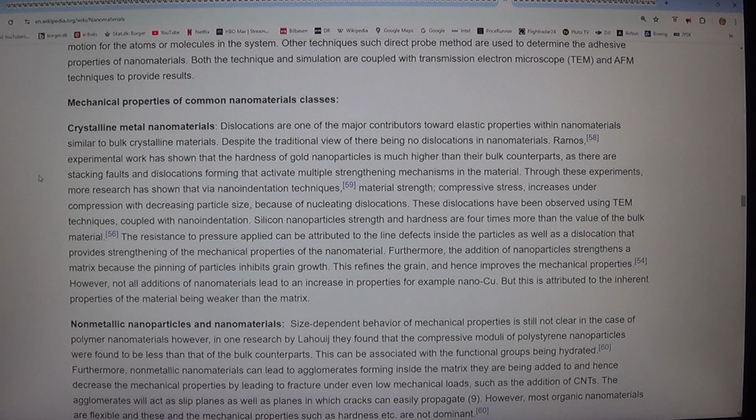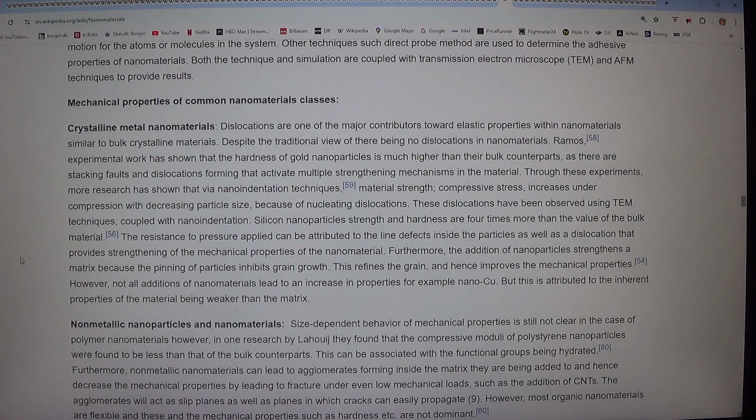Through these experiments, more research has shown that via nanoindentation techniques, material strength, compressive stress, increases under compression with decreasing particle size, because of nucleating dislocations. These dislocations have been observed using TEM techniques, coupled with nanoindentation. Silicon nanoparticles' strength and hardness are 4 times more than the value of the bulk material. The resistance to pressure applied can be attributed to the line defects inside the particles as well as a dislocation that provides strengthening of the mechanical properties of the nanomaterial.